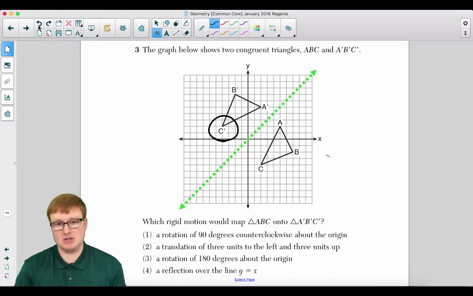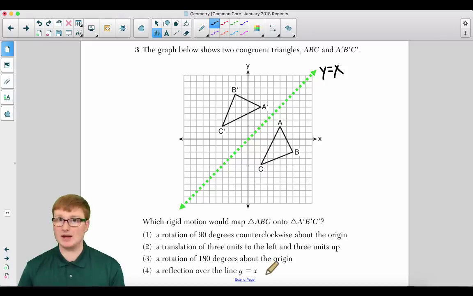So that can't be true. If you go through all of the answer choices, think smart. I just said the reflection over the line y equals x. Well, I see it in choice 4, reflection over the line y equals x. Let's go ahead and try that answer. But how do you verify it's a reflection over the line y equals x?